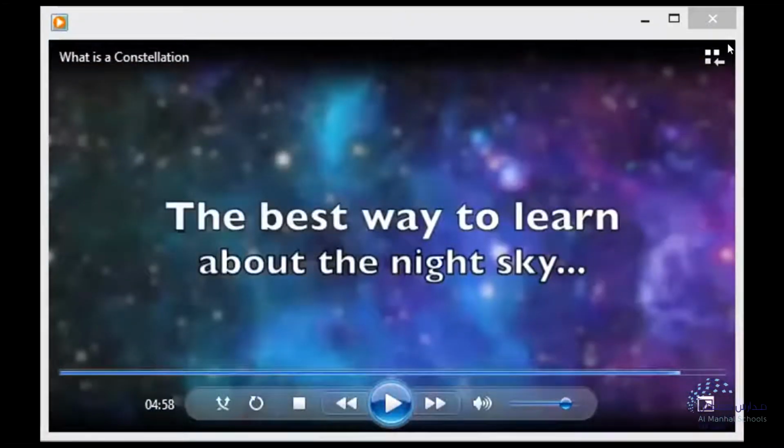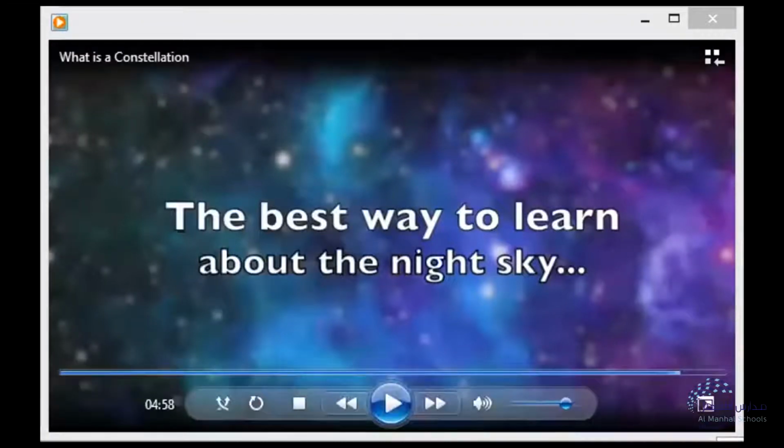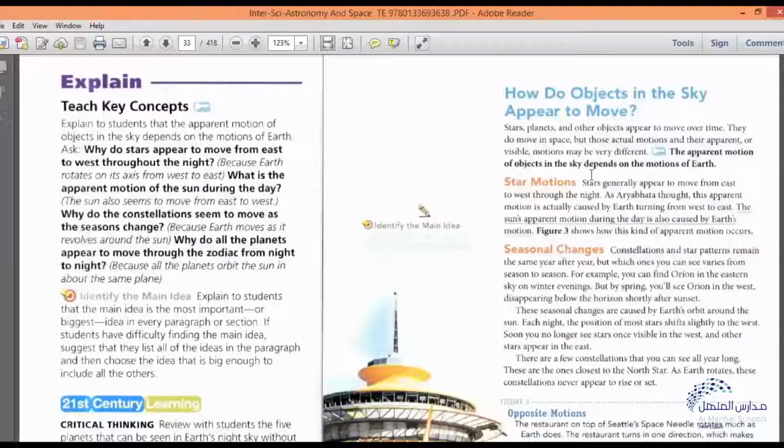Okay, back to our book. Now we can answer some questions. Number one, we know that this constellation, or these stars, are not moving. This is called apparent motion. The apparent motion of objects in the sky depends on the motion of Earth, because Earth rotates around itself from west to east. So the stars, including the sun, appear to us to move from east to west.